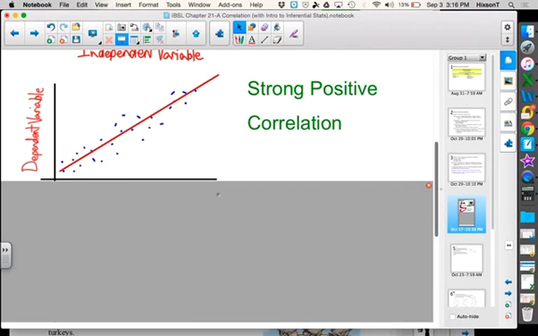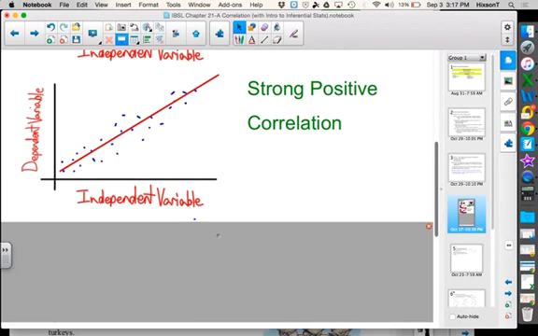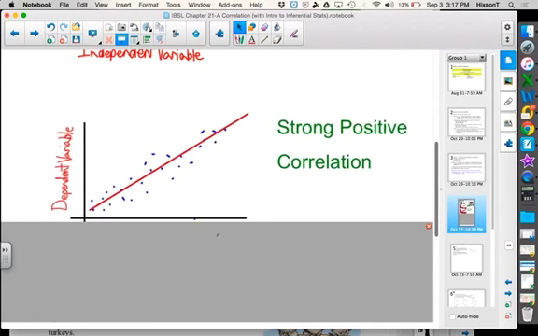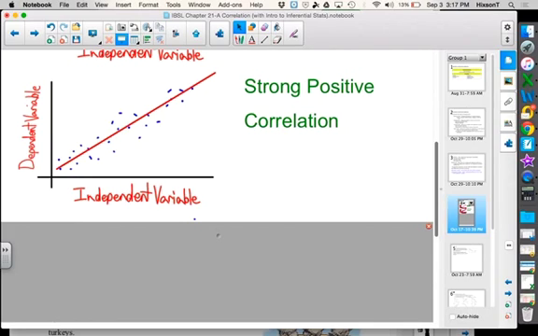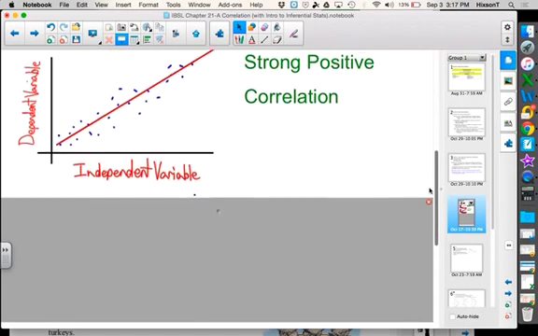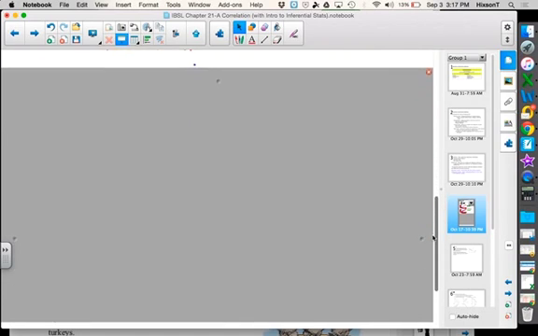Okay? You could also have a strong positive correlation. Notice here the points are all pretty close to the line. You can see that you have this linear trend, and they're all pretty close to this line. By the way, we would call this line a line of best fit. Okay? So that's a strong positive correlation.